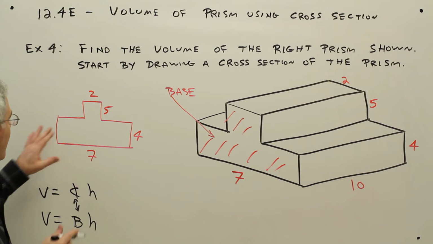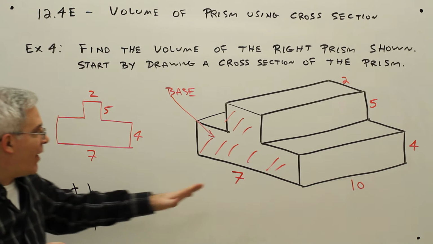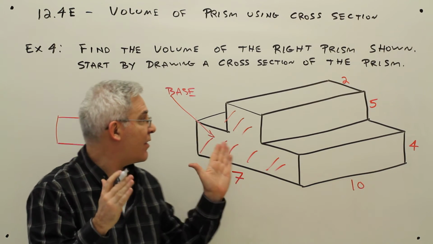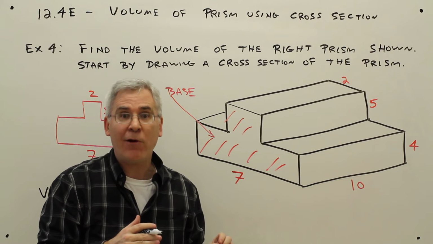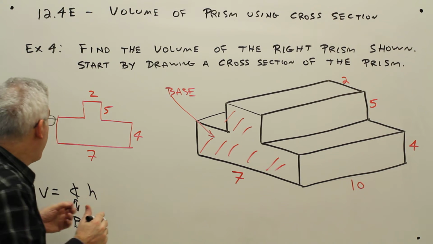All right, so all I got to do is find the area of this and multiply it by the height, which is 10. Again, the height has nothing to do with up and downness. It's the distance between the two parallel and congruent bases. All right, so let's find the cross-sectional area or the base area.